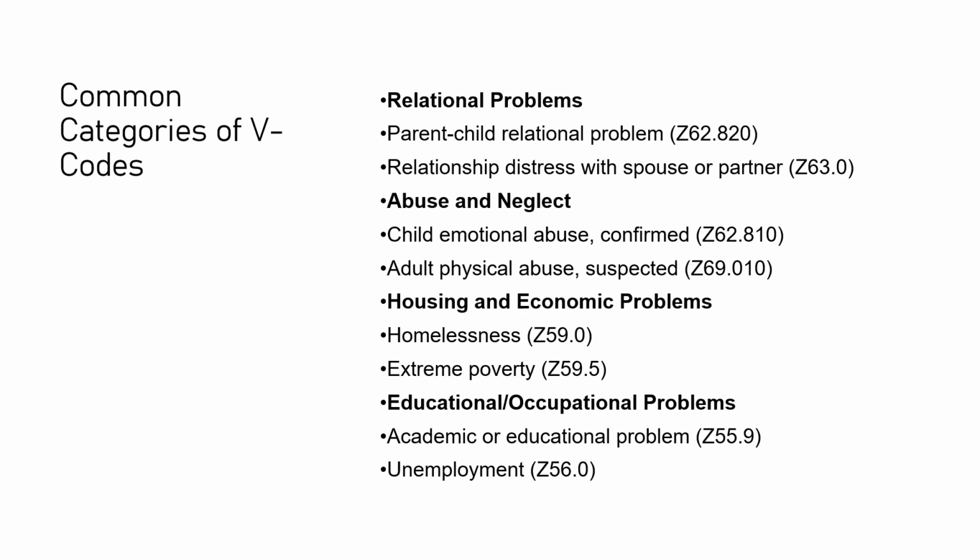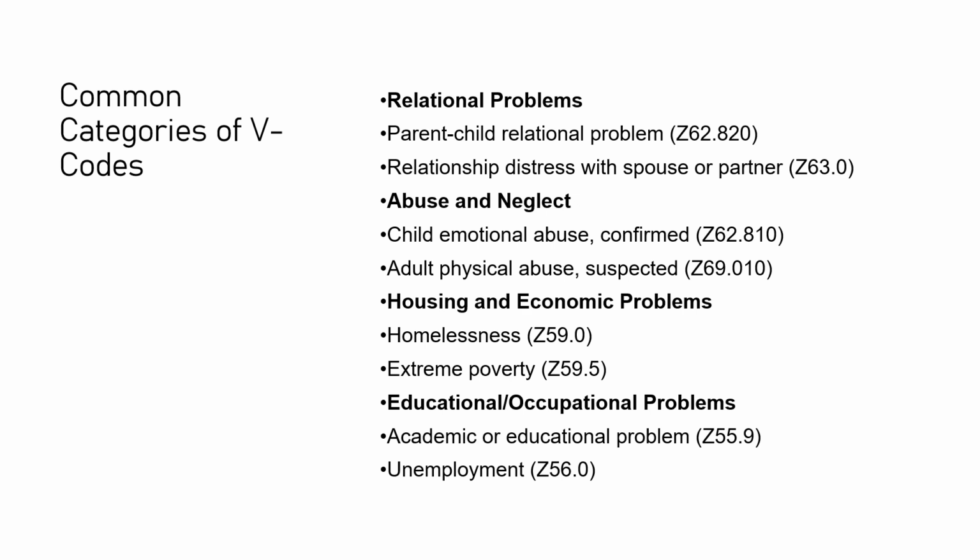Here are some common categories of V codes, like relational problems: parent-child relational problem, and you can see that Z code is Z62.820. Relationship distress with spouse or partner is Z63.0. Those codes there are ICD-10 codes. And remember, when they're put in, they help insurance companies and people that utilize the codes identify what the area or issue is.